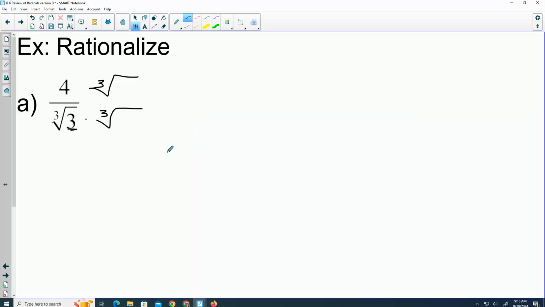So like 2 to the 3rd power is 8. Can I take 3 times something and get 8? No, not unless you want to do fractions. 3 times 9. So on top I have 4 cube root of 9. On the bottom I get the cube root of 27. But what is the cube root of 27?